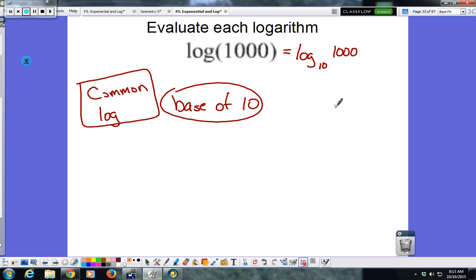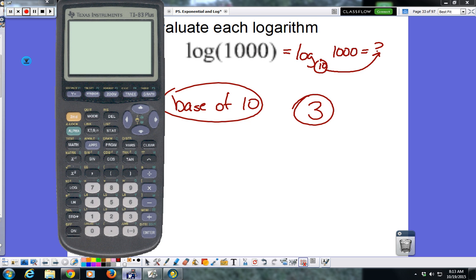Or you're asking yourself, 10 to what power is equal to 1,000? 10 to the first power is 10, to the second power is 100, 10 to the third power is 1,000. So log base 10 of 1,000 is 3.